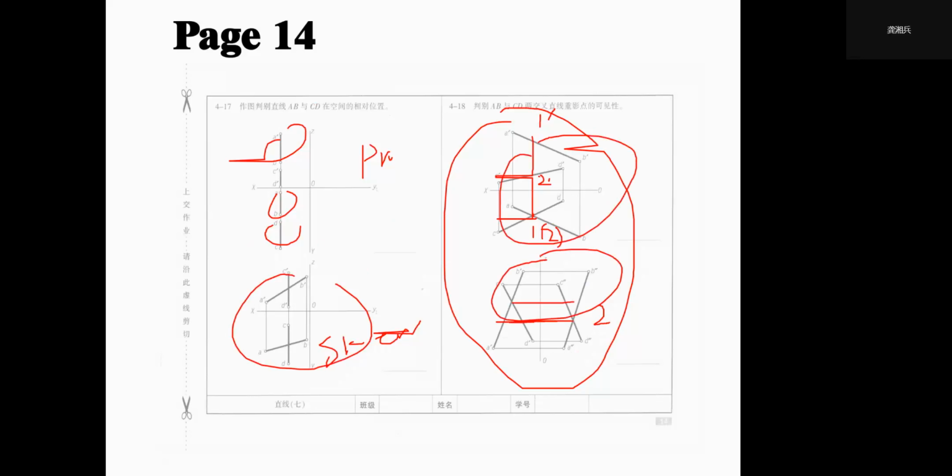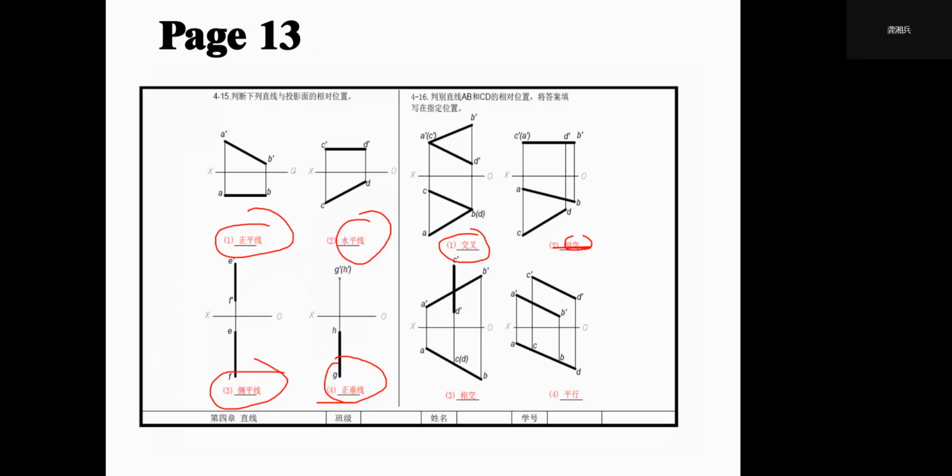Not skew line, intersect. Yes, there is a skew line. So for the skew line, you have the accumulated point. You should tell me the visibility. But for the intersection line, there is no skew line, no accumulated point, because the intersection point is only one point. But for this one, this position is the position of 2 points. So for this one, because it's the intersection point.